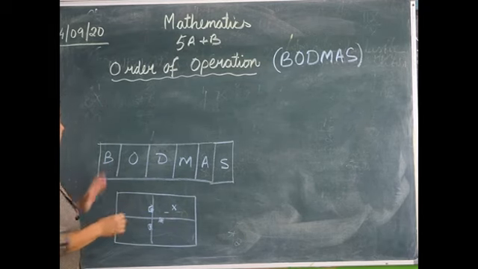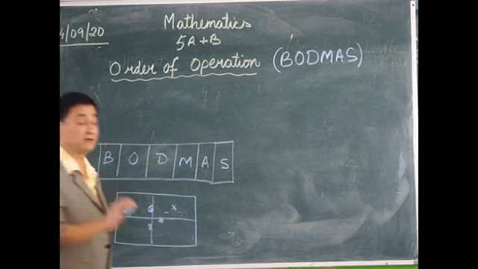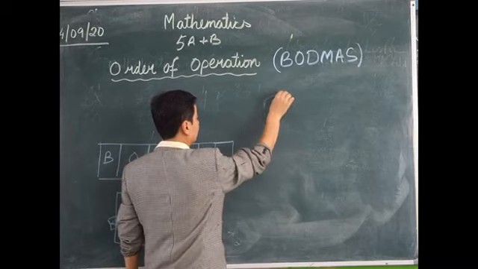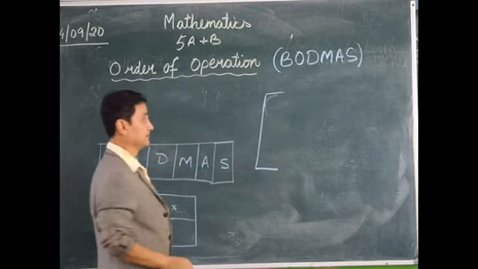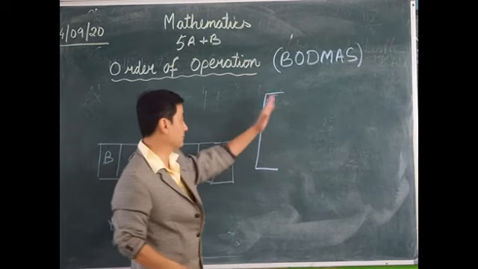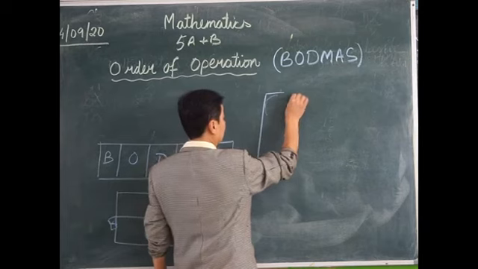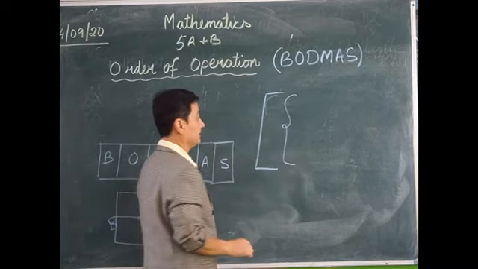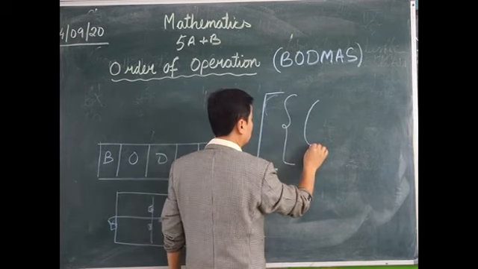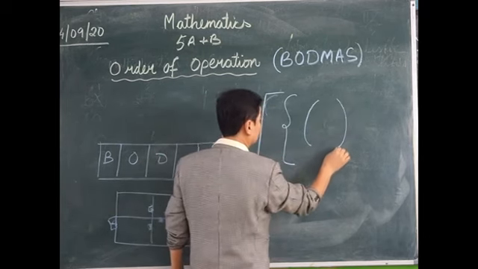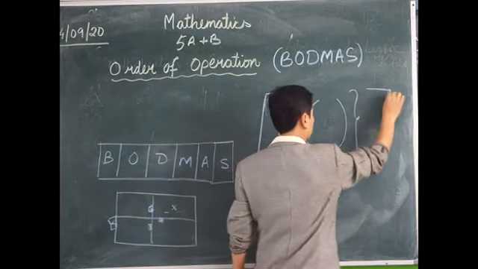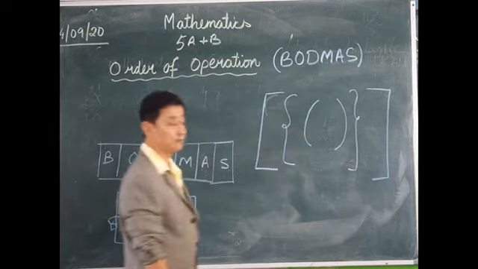for example, B means brackets. Now there are three different types of brackets. Okay, we have this box bracket. Is that clear? There are three different types of brackets. Box bracket, then we have a curly bracket, then we have a semicircle bracket. And to close these brackets, we need to again use the same brackets to close. So these are the three different types of brackets.